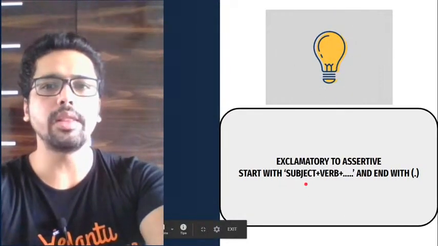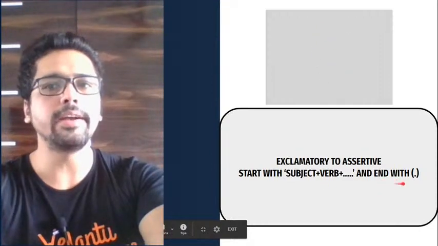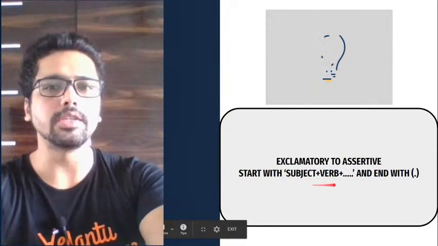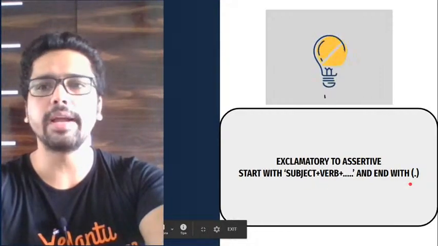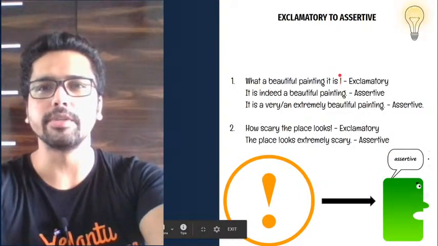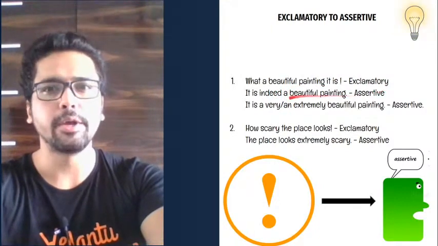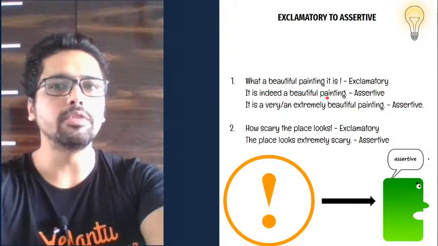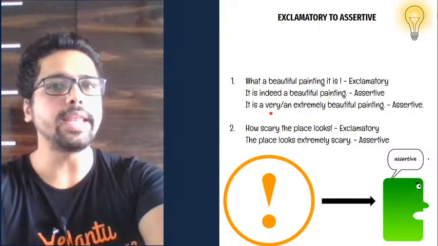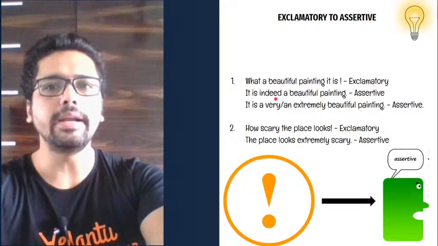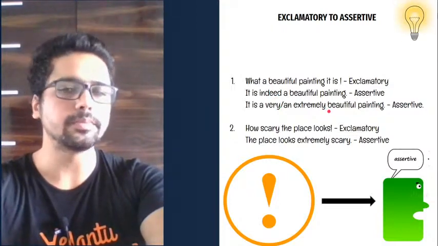Look at this here. Exclamatory to assertive. We start with the subject plus verb and end it with a full stop. Let's take a look at examples here. What a beautiful painting it is. This is already exclamatory, right? So it is indeed a beautiful painting, or it is a very, or it is an extremely beautiful painting. You can add the words like indeed, very, extremely.